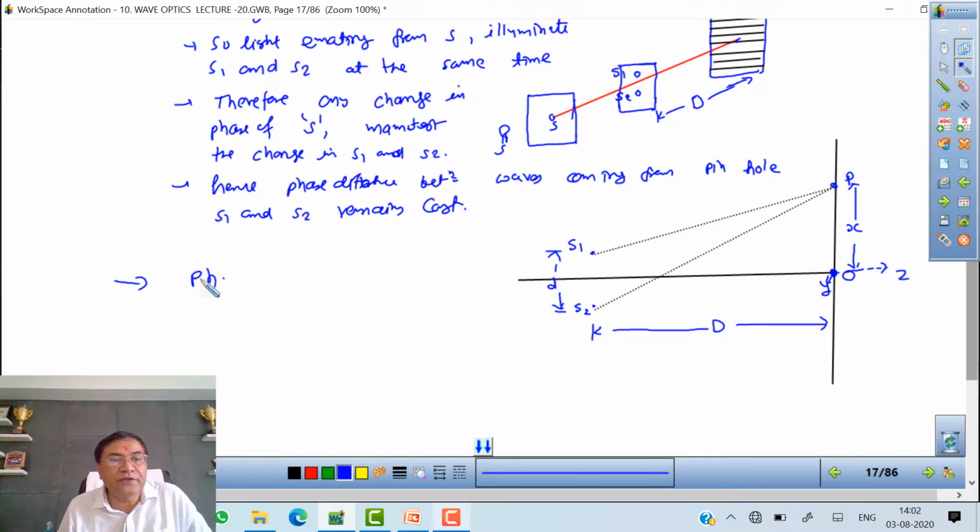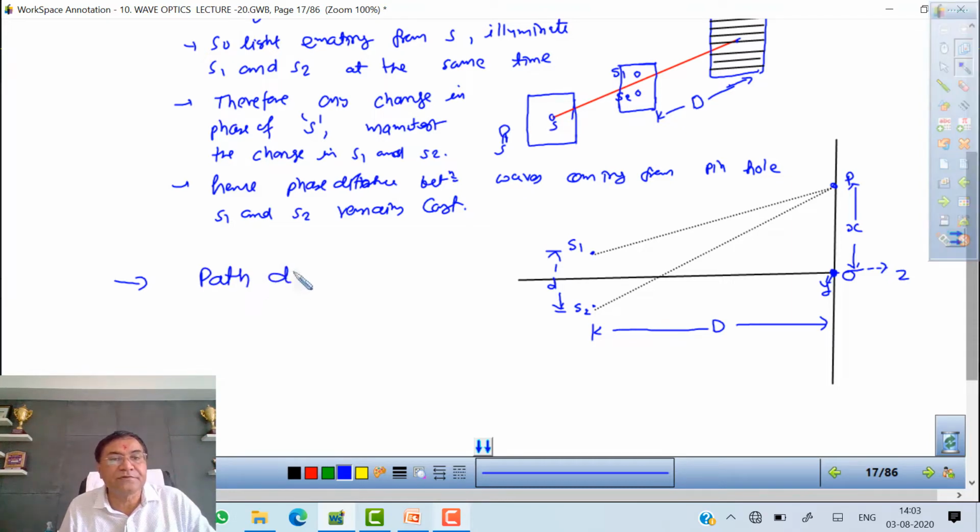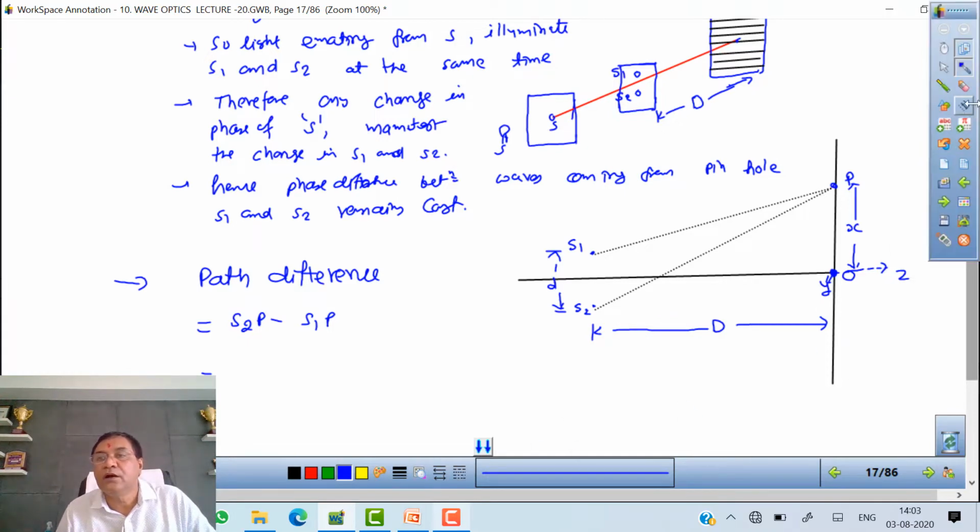Path difference, we know that, we calculate the path difference, is equal to S2P minus S1P. Sure? Yes. What is it? S2P I want to find out. So what I do, I take a right triangle.